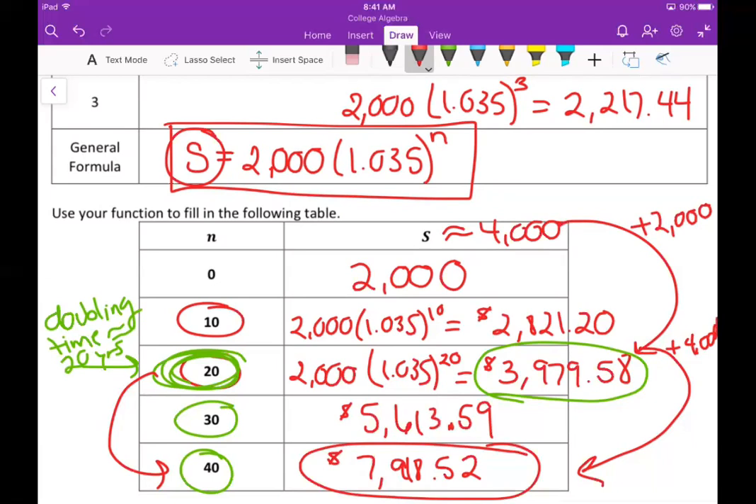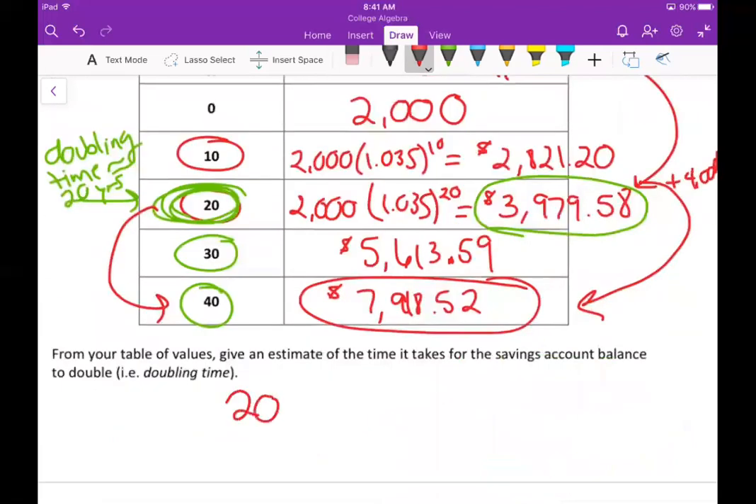Okay, so doubling time is a really good way to quantify that exponential growth. So here, your estimate, and it's just an estimate, right? We know that that's not exactly 8,000, but it's pretty close. It's around 20 years for the doubling time of this savings account balance. Okay, so right now, again, we're just doing some good educated guessing in order to get those output values that we're looking for.